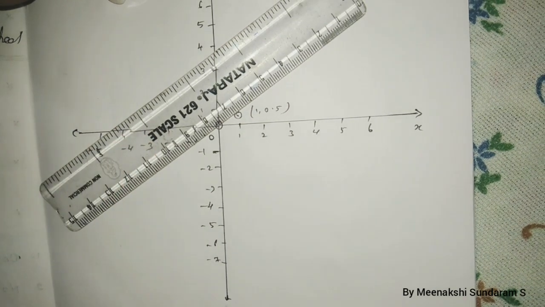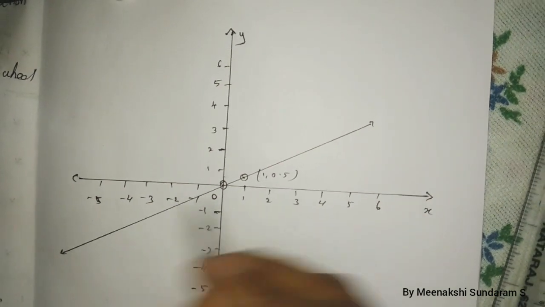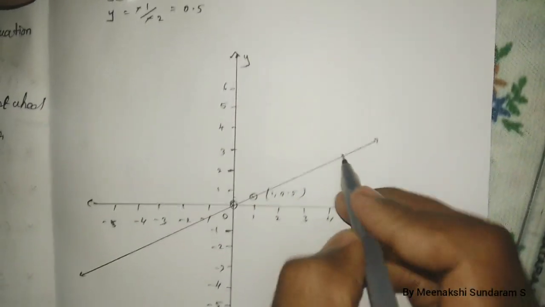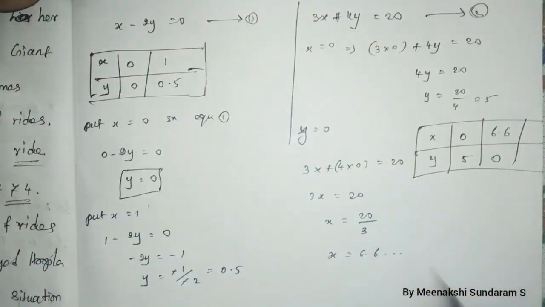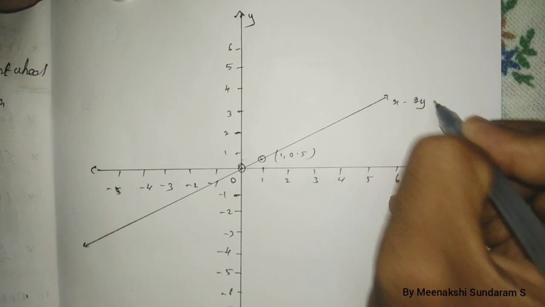Very tough task for us. Wait. Now we draw the line through the 2 points. Clear? Next, you can write what is the name of the line? What is the equation? That is x minus 2y. You can write here x minus 2y equal to 0.